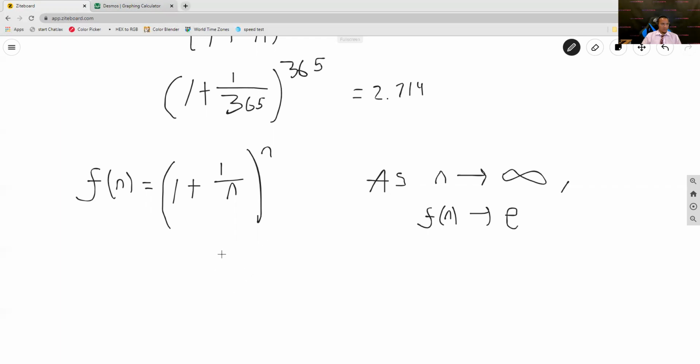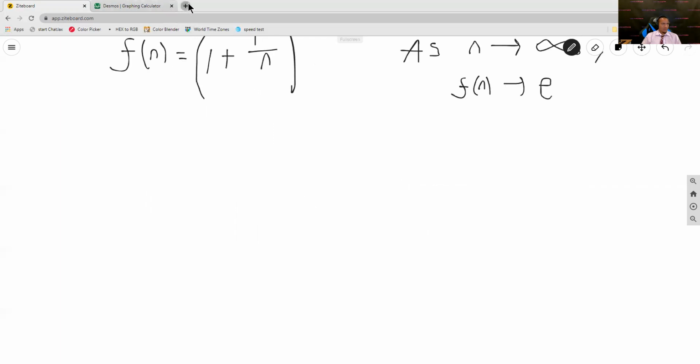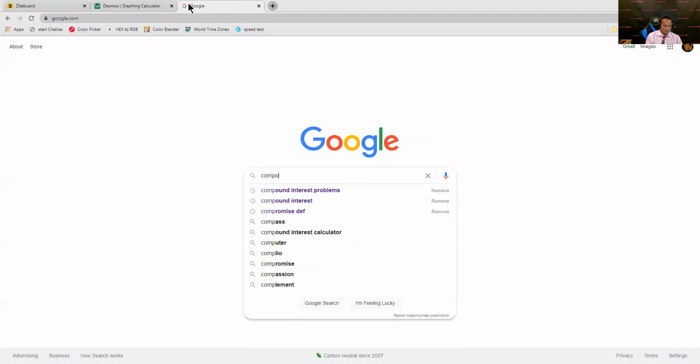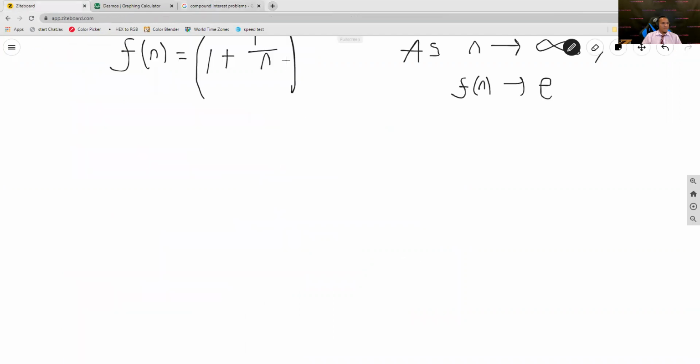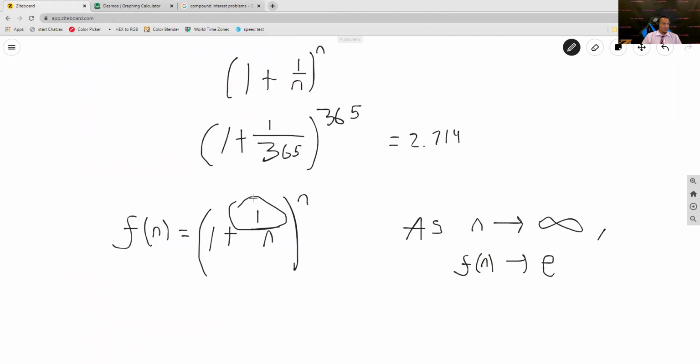Okay, so let's consider a question first. You can go to google.com, compound interest problems, and let's see how to apply this. Because look, over here, we assume the interest was 100%, right? But if the interest isn't 100%, then this number isn't 1. Like if it was 20%, then this would be 0.2, because you got to convert 20% to a decimal by moving the decimal place 2 over, so you get 0.20, and so it's 0.2.